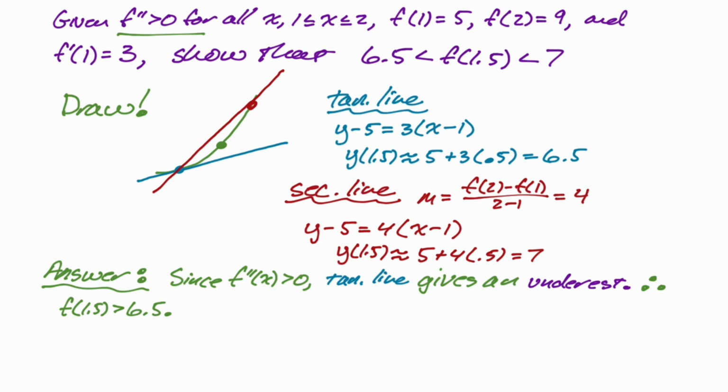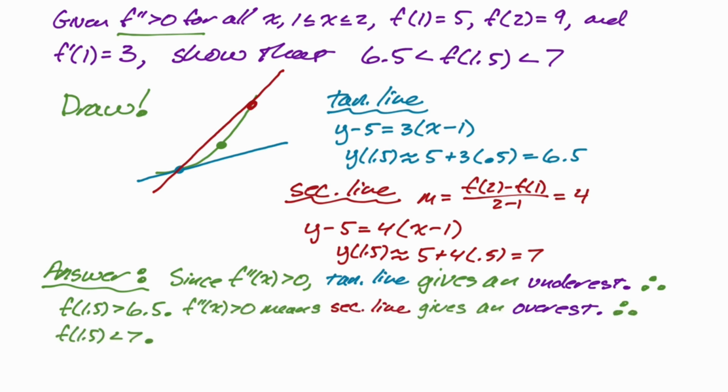Now I'm going to do the same thing with the secant line, except I'm going to draw the opposite conclusion. I'm going to reference the concavity, say that the secant line gives an overestimate, and then give the value. So f double prime greater than 0 means the secant line gives an overestimate. Therefore, we know that f of 1.5 is less than 7. And then our final conclusion is what we were supposed to show. We know for a fact that 6.5 is less than f of 1.5 is less than 7.